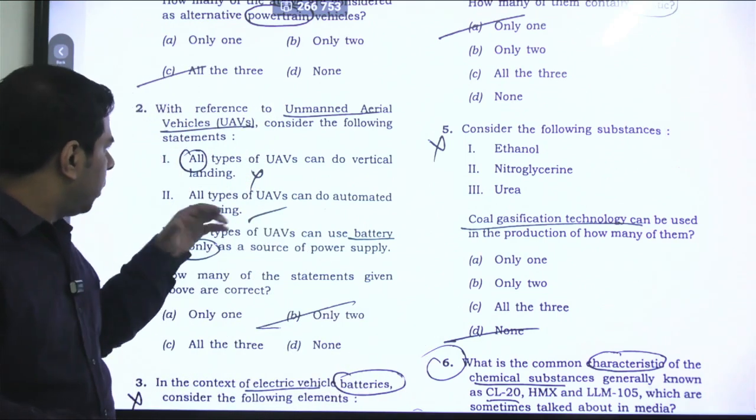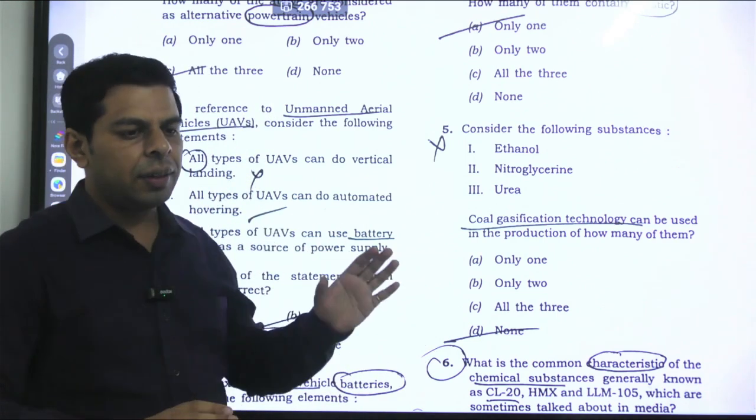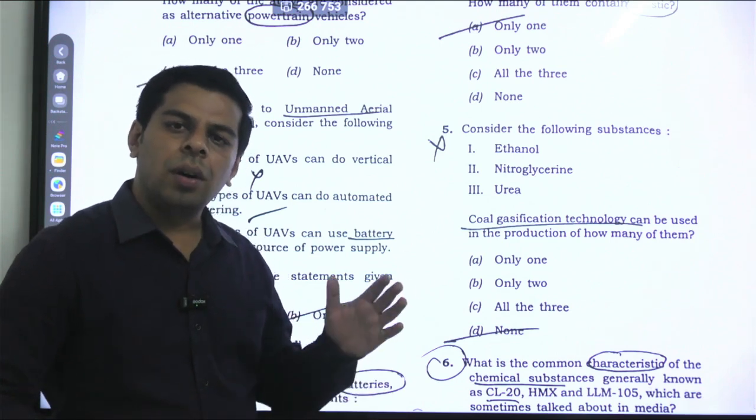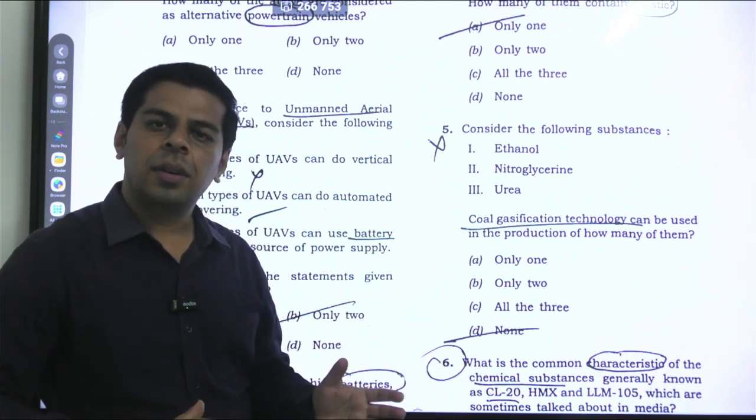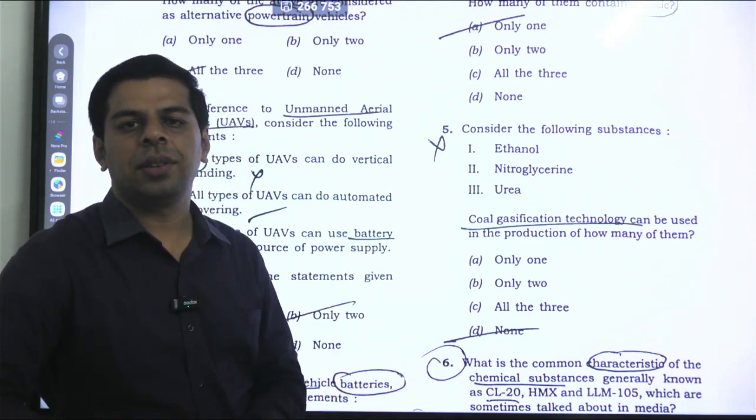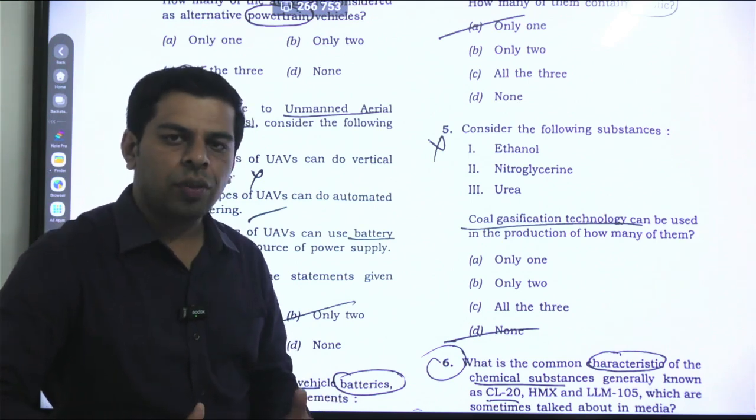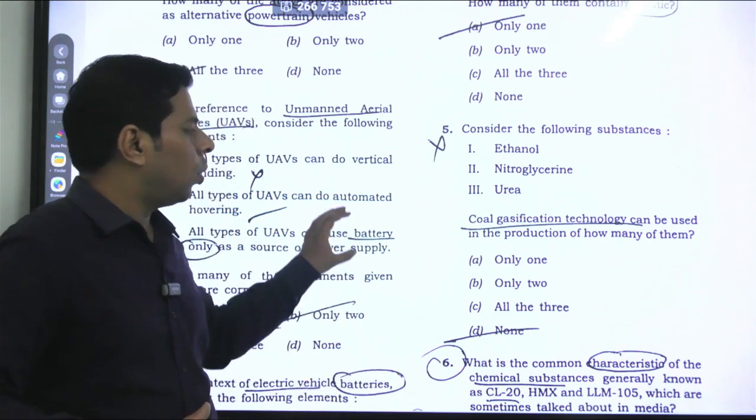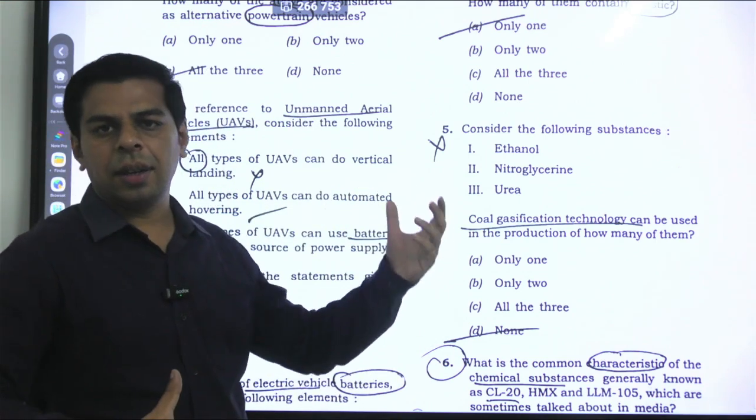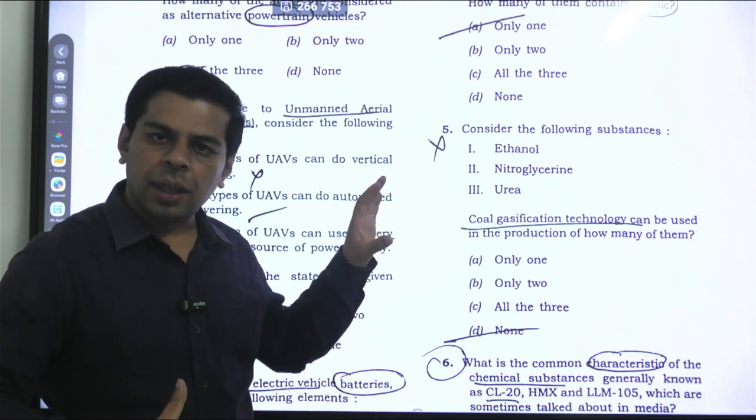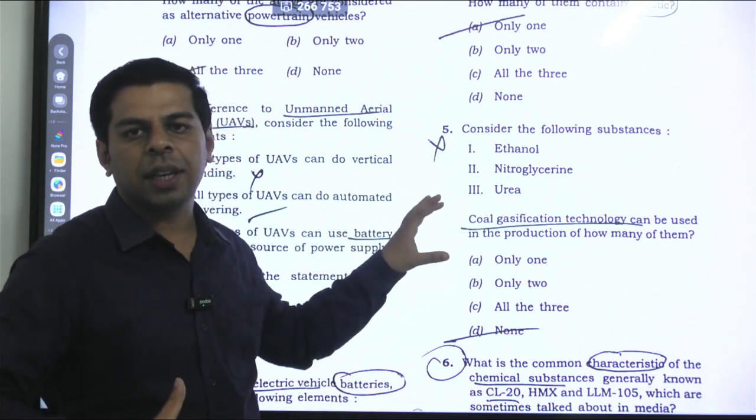So in this question, the key words in science and tech, all, always, none, never, are generally signs of wrong statements. Even though you might not be aware of so many intricacies of unmanned air vehicles, from a journalist's point of view, the key word is that they have overemphasized the use of all.